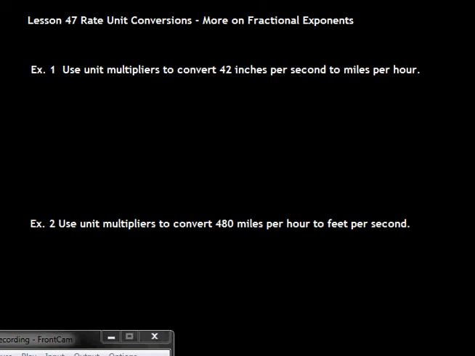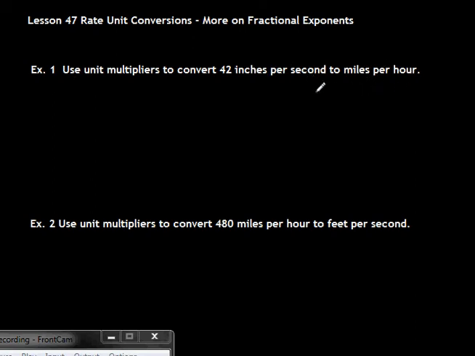Okay, lesson 47, rate unit conversions and more on fractional exponents. If you've not gotten unit conversions yet, this might be a good opportunity to see it again and maybe try to get it. So use unit multipliers to convert 42 inches per second to miles per hour.